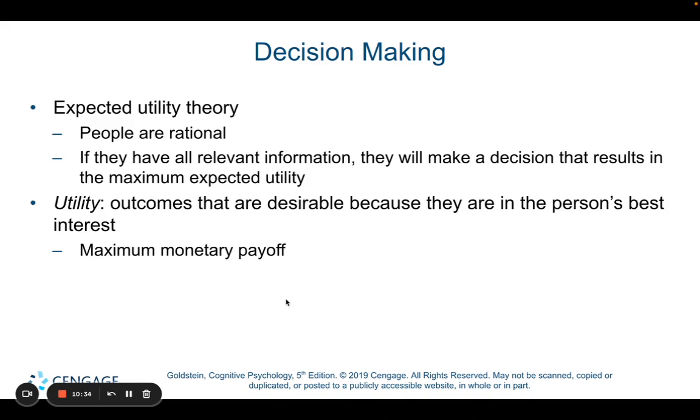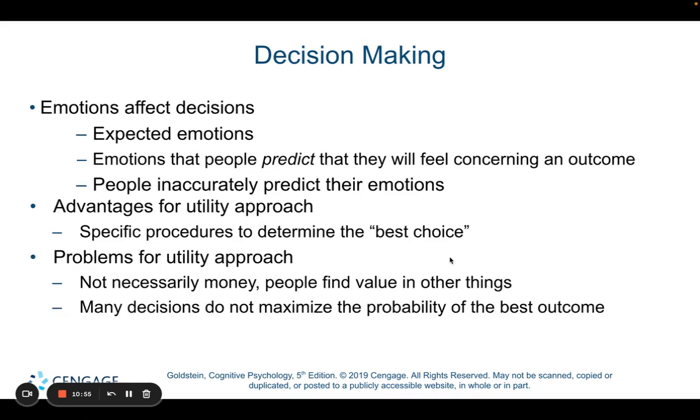When we make decisions, we use the expected utility theory, which says that people are rational. If they have all relevant information, they will make a decision that results in the maximum expected utility. Utility refers to the outcomes that are desirable because they are in the person's best interest. That is the maximum monetary payoff.